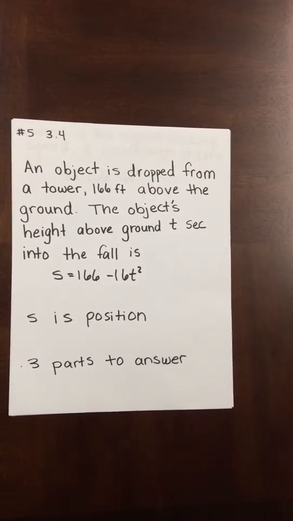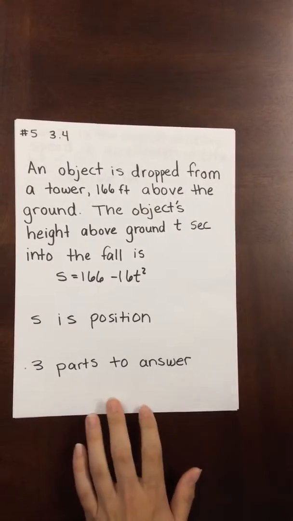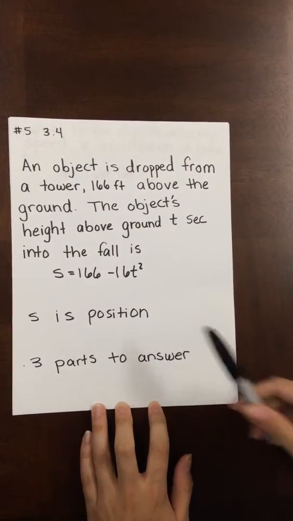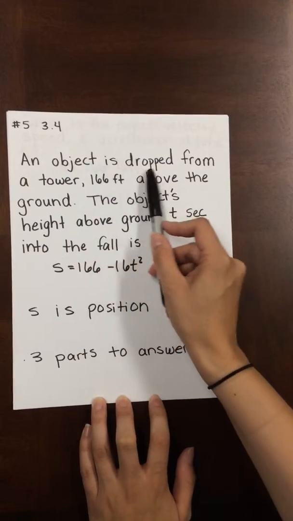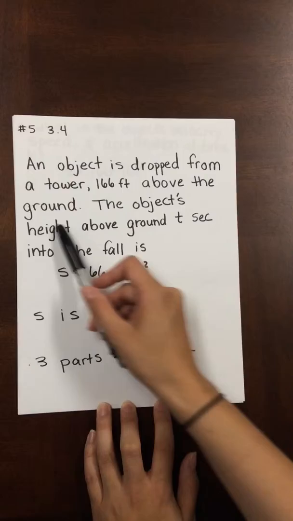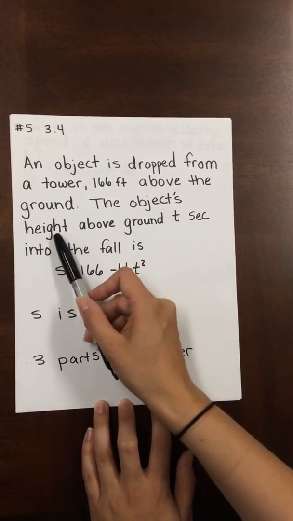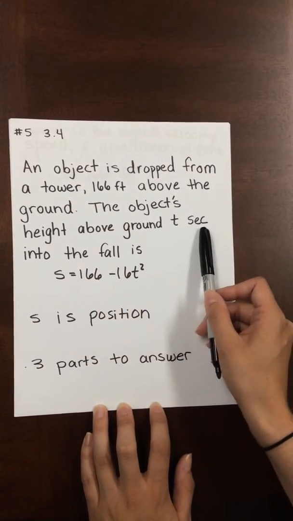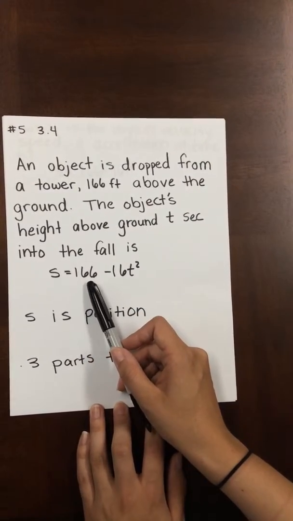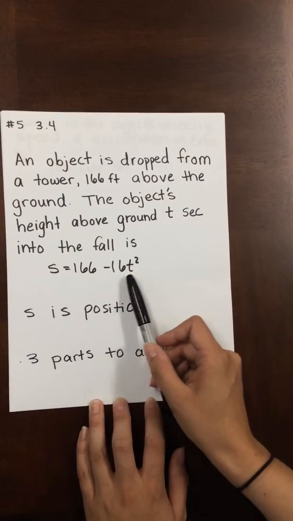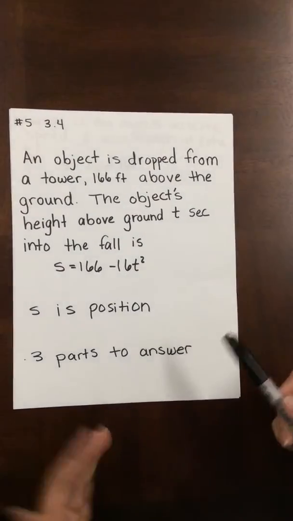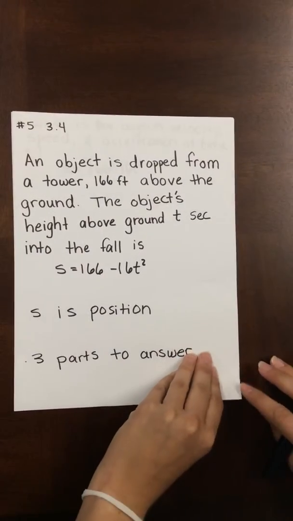For today's homework problem video, I chose problem number 5 from section 3.4, and this problem states, an object is dropped from a tower 166 feet above the ground. The object's height above ground t seconds into the fall is s equals 166 minus 16t squared, where s is the position. And this problem had 3 parts that they wanted us to answer.